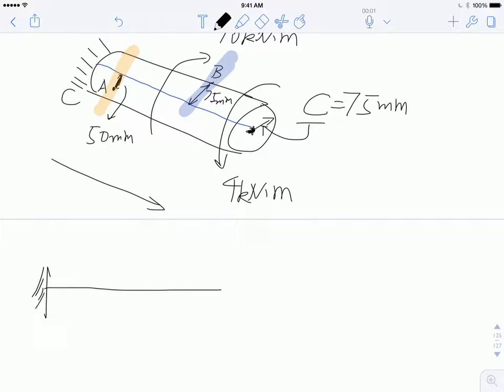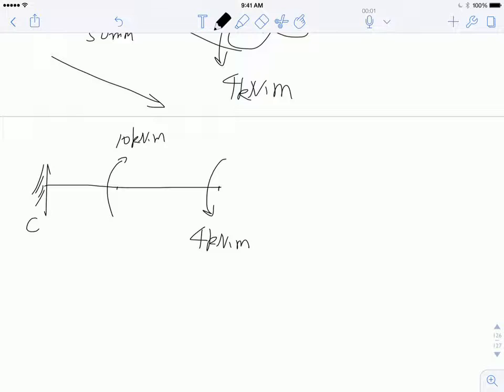Now this is fixed at C. You have a torque going that way of 10 kilonewton times meter, and then you also have another torque coming here, that's 4 kilonewton times meter. Now, let me also explain how you can determine the direction of the torsion. I think it's hard to explain right now because you cannot see me.